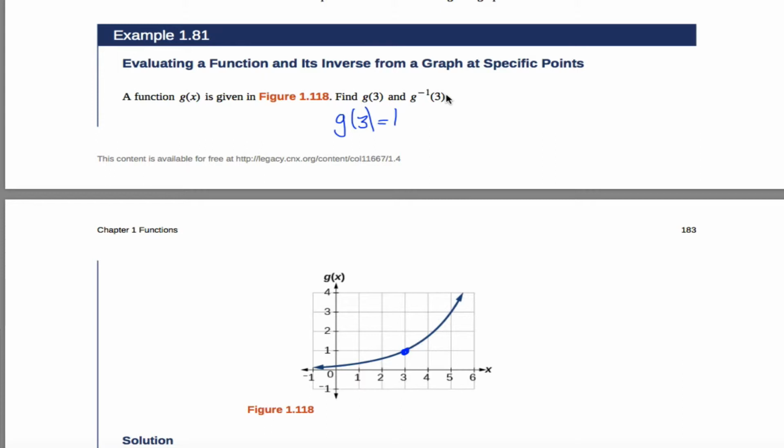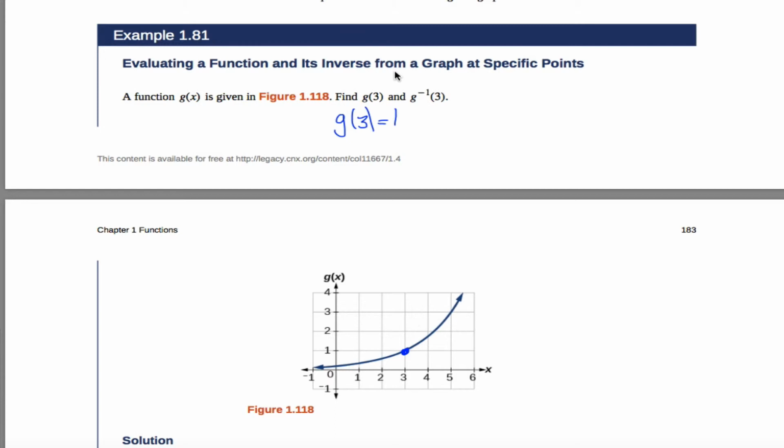g inverse of 3. Well, that's a little bit tricky because I don't have a picture of the graph of g inverse of 3. If I had a picture of the graph of g inverse of 3, I could do the exact same analysis that I just did here. Make 3 the x value on that graph of g inverse and see what the y value would be. But I don't have that graph. I don't have the inverse of the graph.